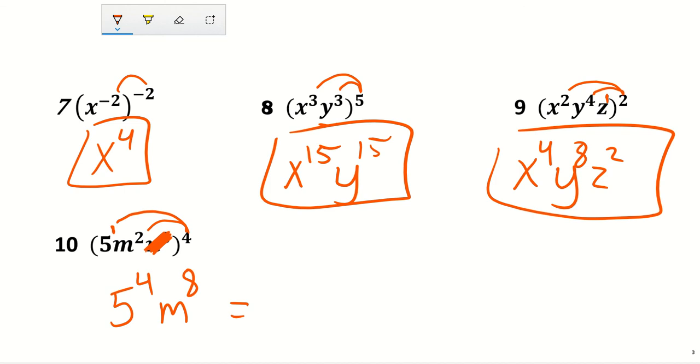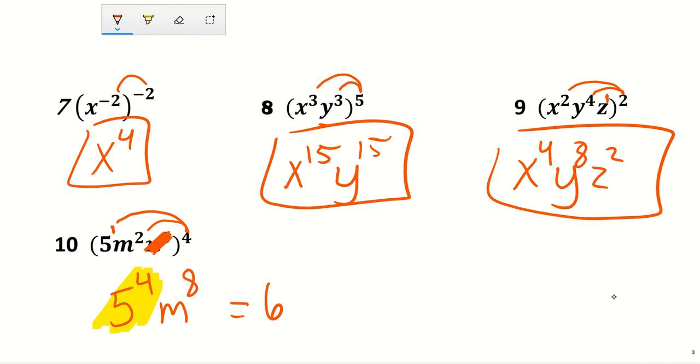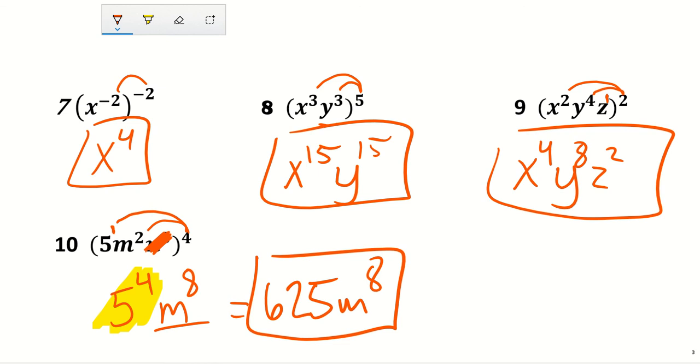I can go ahead and simplify this one if I want. I'm going to have to multiply 5 times itself 4 times. So let me bring out my calculator. 5 times 5, that's 2, times 5, that's 3, times 5, that's 4. So it would be 625, and then you keep the m to the 8th power. Okay, guys, so there you have it. Very easy to multiply, or when you have power to a power, all you have to do is multiply.